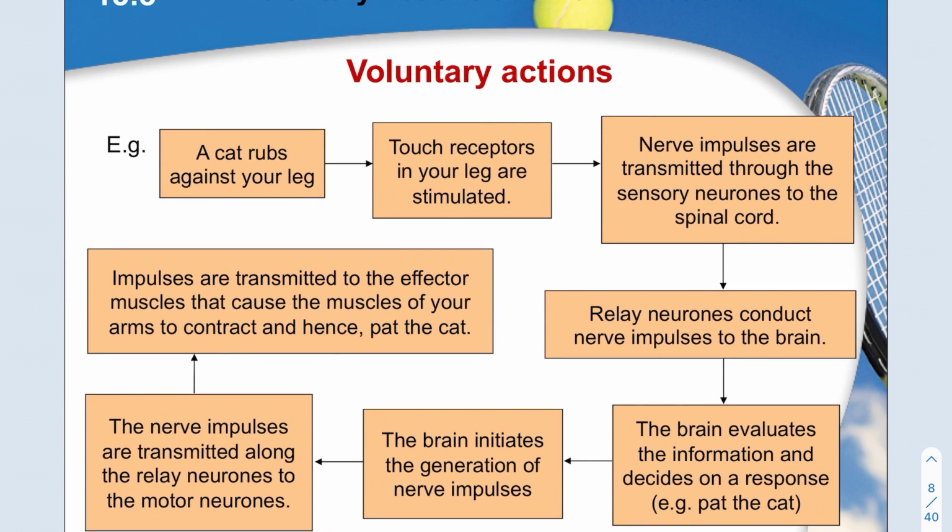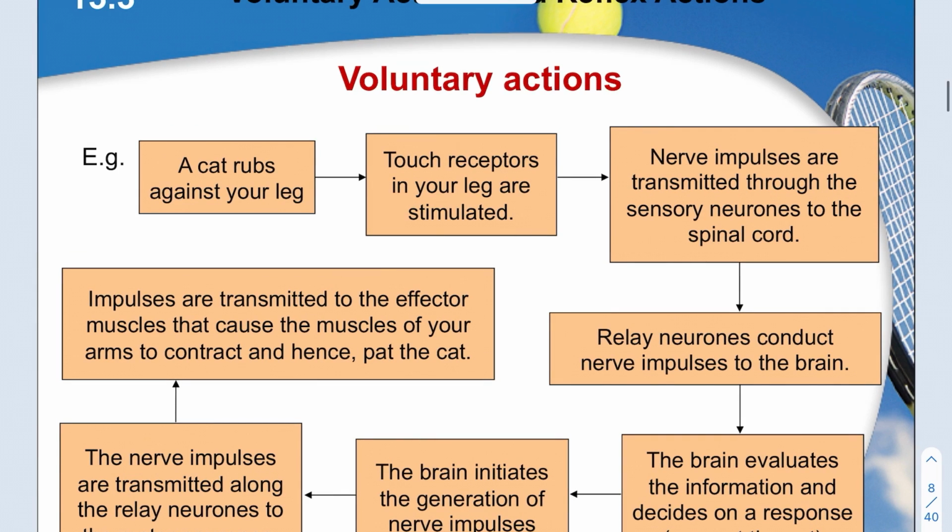So an example of the pathway of the voluntary action is important for examinations, where in an exam you might be required to give an example of a voluntary action and to explain the path of how the information is transmitted from your different sense organs or receptors, carried by the different sensory neurons, motor neurons and relay neurons, and finally to the effector.